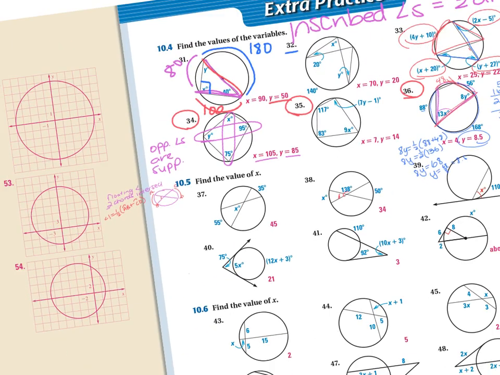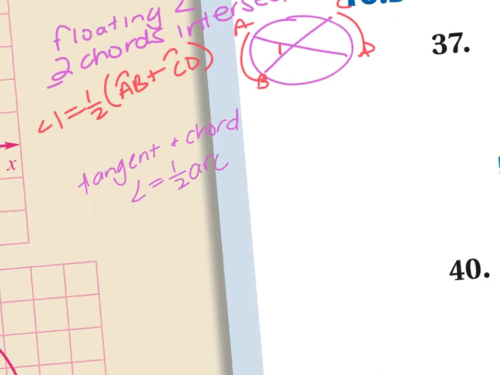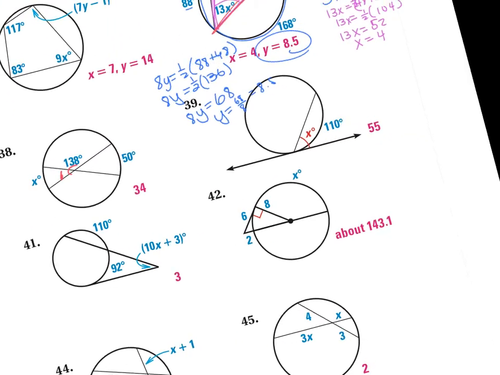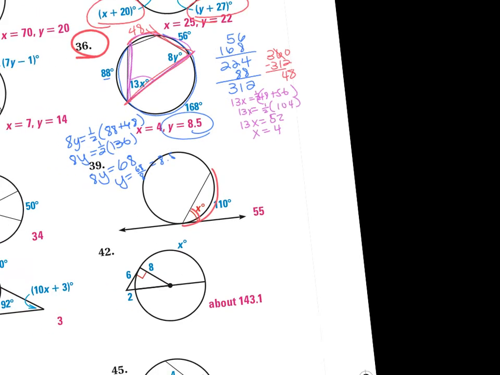And then 39 was the tangent and a chord. So that angle equals 1/2 the arc it intercepts, just like an inscribed angle. So this angle is 1/2 of that 110, which is the 55.